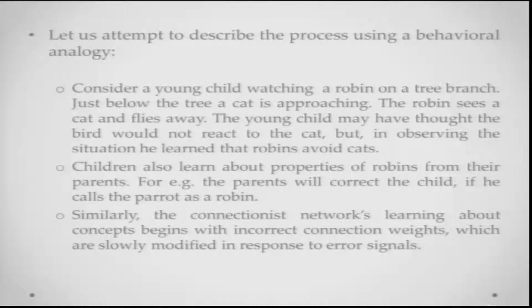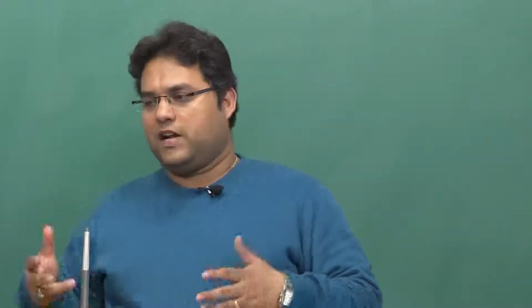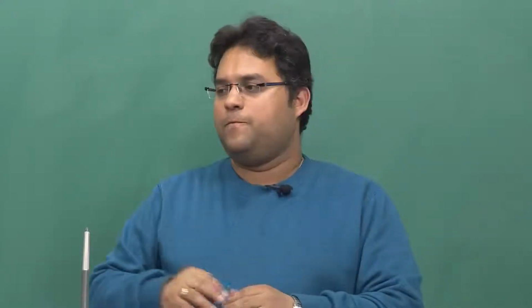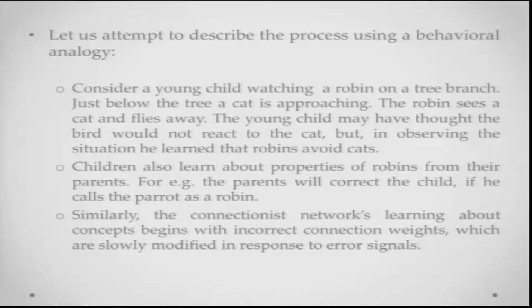Let us consider an example from Goldstein. A child is watching a robin which is sitting on a tree's branch, and just around that time a cat is coming. Now the child does not already know that robins, because they are birds, avoid cats because they don't want to get eaten. The child is looking at the robin while the cat is approaching. As soon as the cat approaches, the robin flies away. Now the child who is observing this learns at least one thing: that robins do avoid cats because they don't want to be eaten.